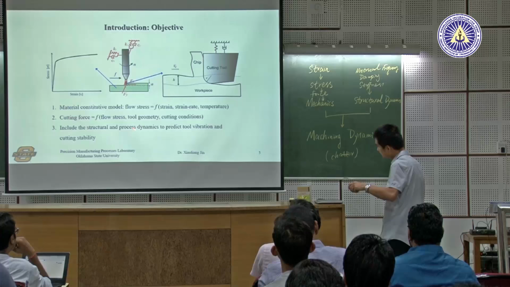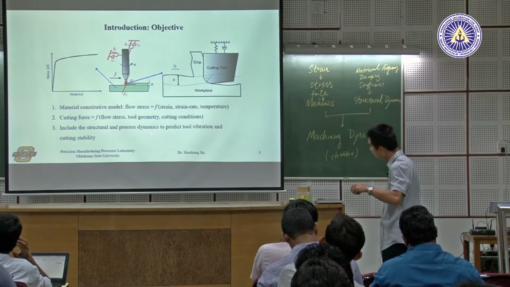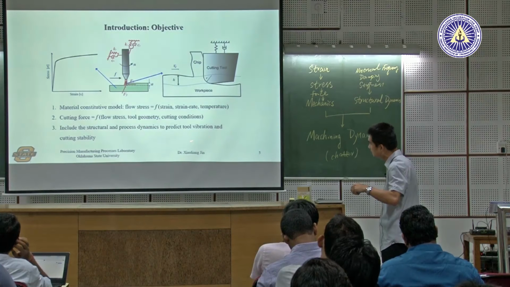Again, another process effect I want to talk about is called process damping. Later we're going to talk about that. This is all because of these two round edges, which contribute to the change of the chatter stability.